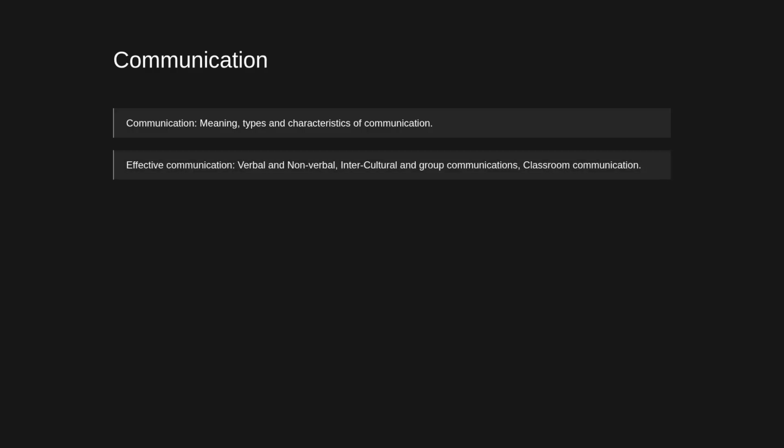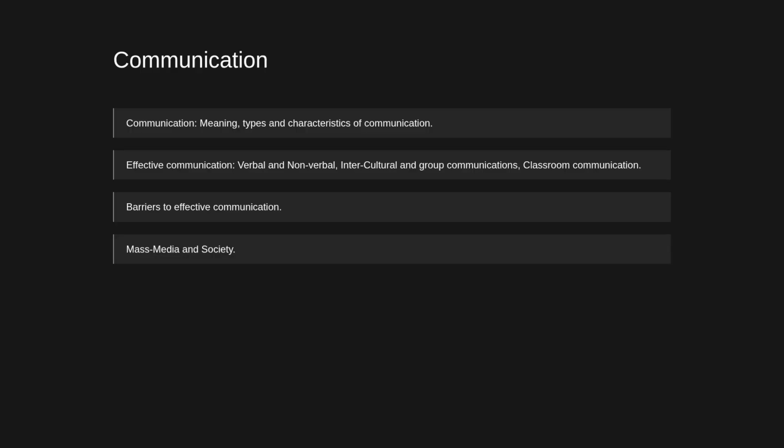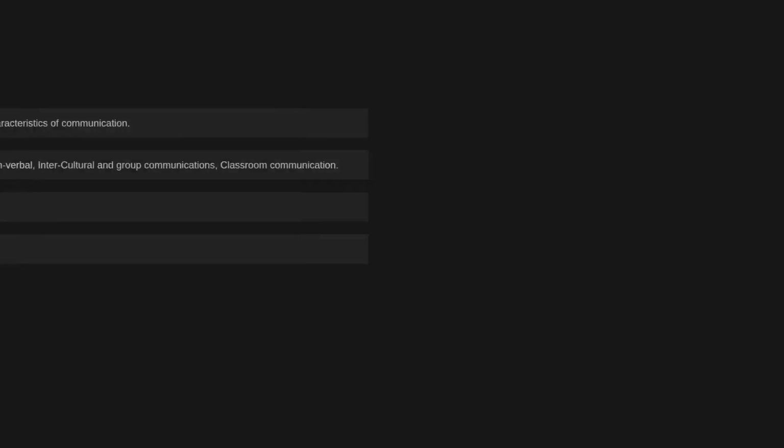Unit 3, comprehension. In comprehension, a passage of text will be given. Questions will be asked based on the passage. Unit 4, communication. In communication, we have meaning, types and characteristics of communication, effective communication, verbal and non-verbal, intercultural and group communications, classroom communication, barriers to effective communication, mass media and society.